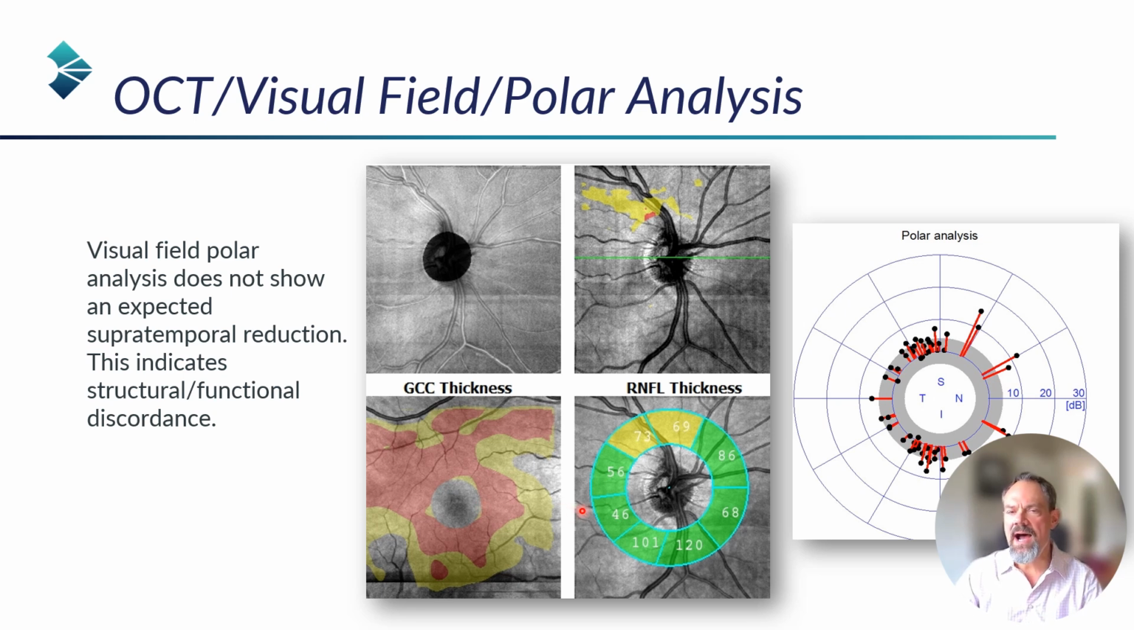I always want to try to correlate structure and function, and to do so, I like looking at the polar analysis on my Octopus visual field. So the polar analysis converts the visual field into kind of an OCT representation. And so what I would expect to see if there was good correlation between structure and function, long lines like we see here, I would expect to see it in the same area that we see it on the optic nerve where structurally things are being flagged. So what this indicates is within the visual field, we are not seeing good structure and function correlation.